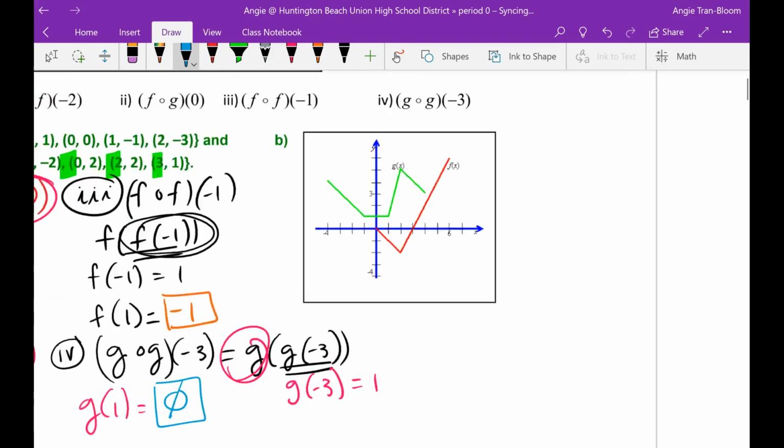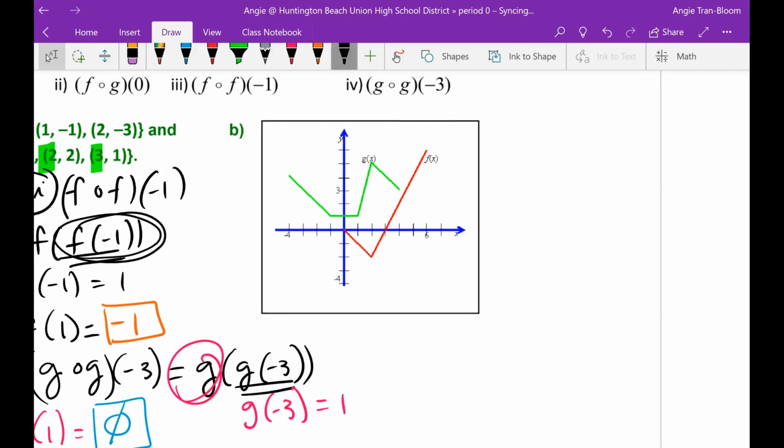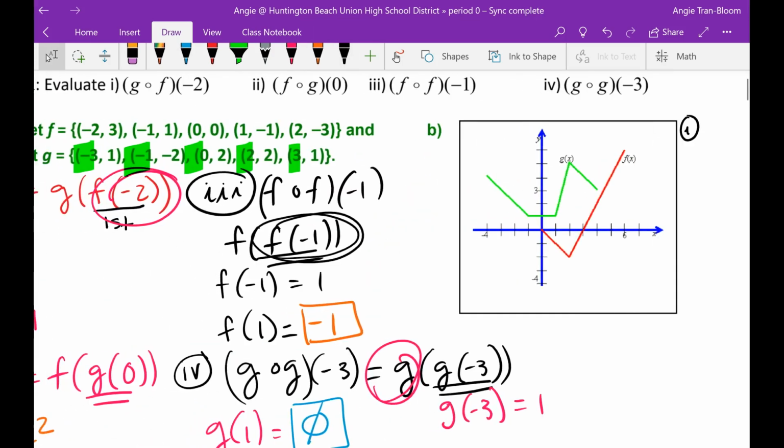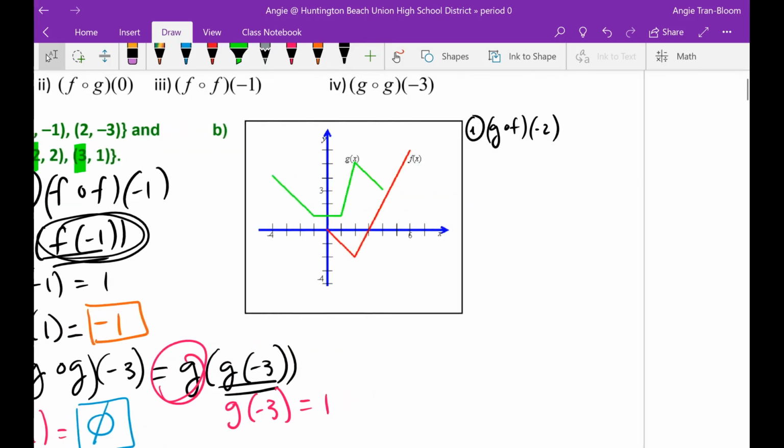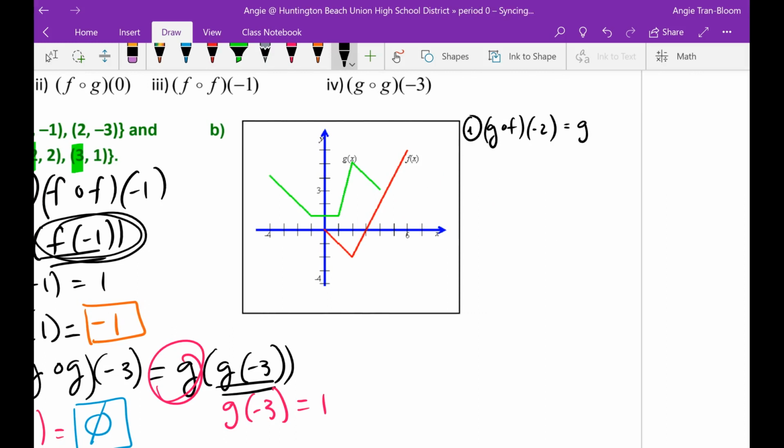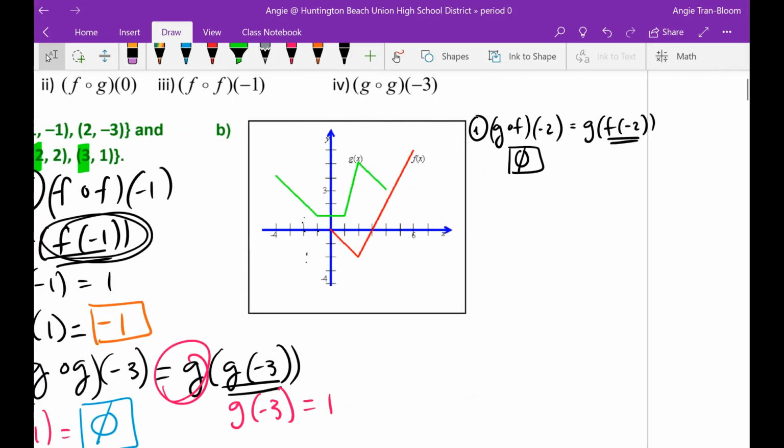Now, what if they give you functions? Same thing. We're going to start with 1i. 1i says you're doing g of f of -2. By definition, just like earlier, this is g of f of -2. So you have to go to -2 on the f function first. The f function is this red function right here. So find -2. What? f is not over there? How could that be? Right off the bat, you have no answer for 1i because the f function does not have a -2 in its input.